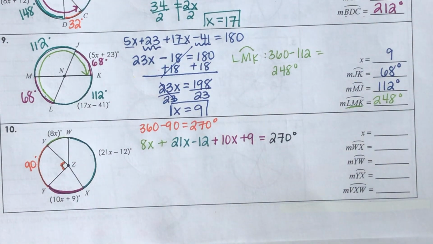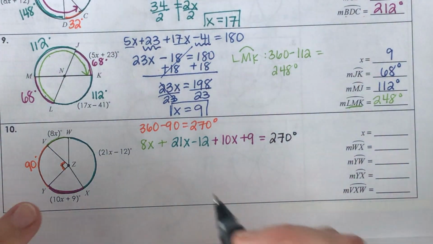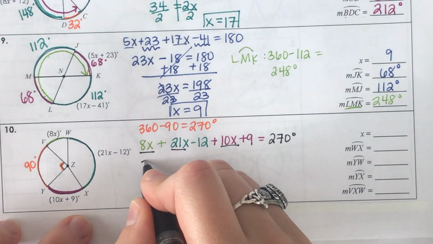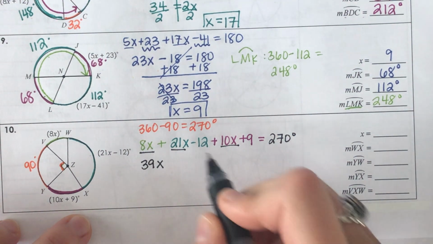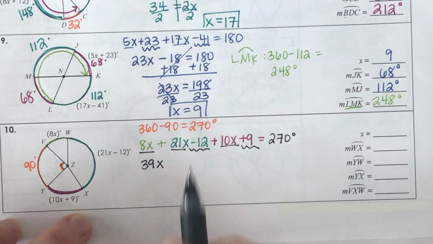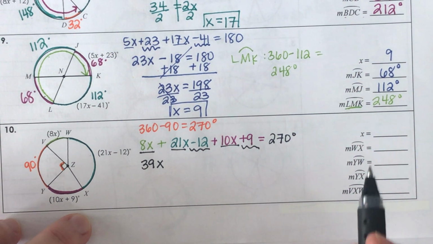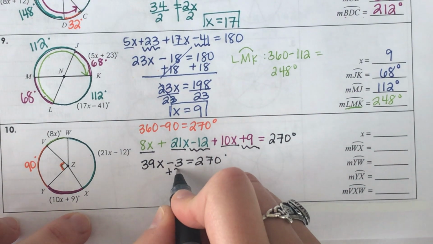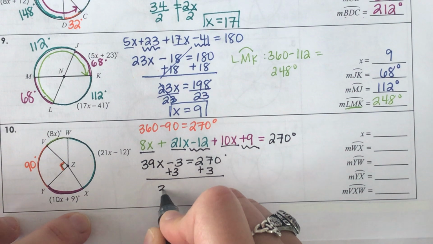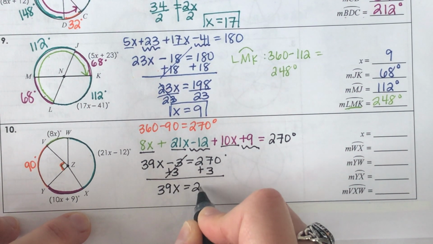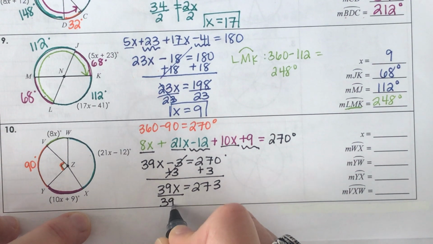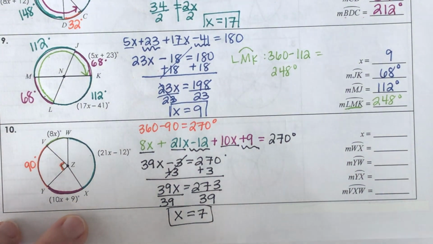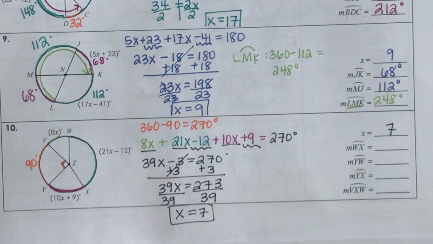Now I'm just going to put some pieces together and solve it. So I can put all of my x's together. So that would give me 39x. And then I can put my constants together. So negative 12 and 9 is a negative 3. I add 3 to both sides. I get 39x equals 273. And then I divide by 39. I get x equals 7.